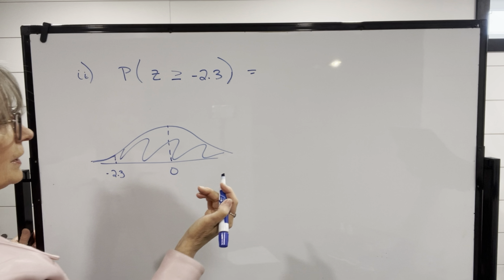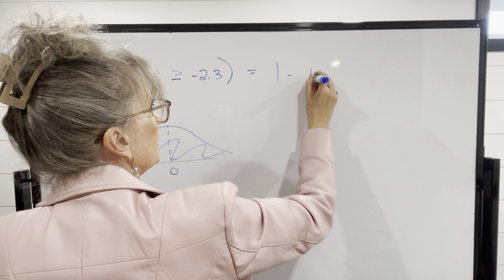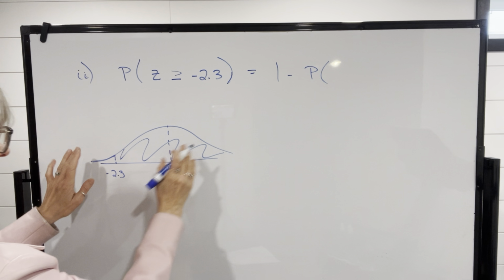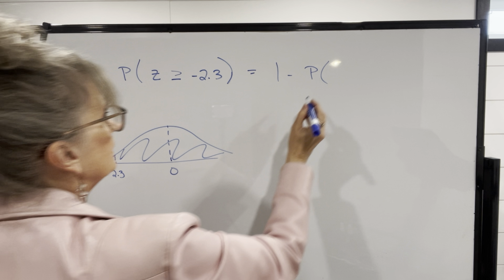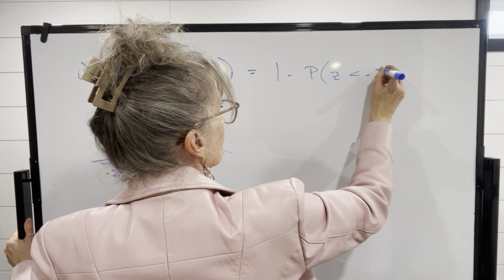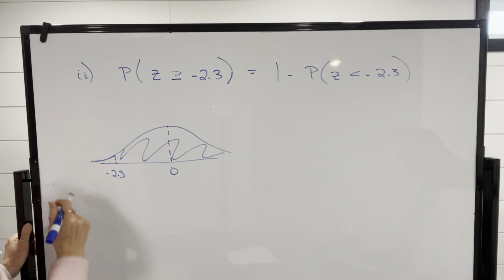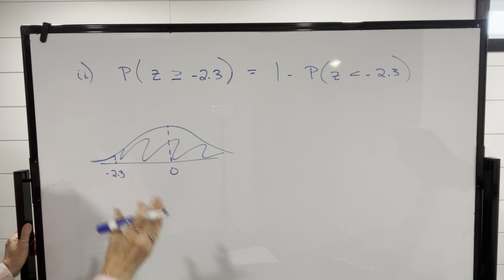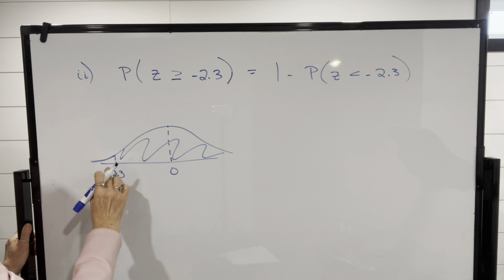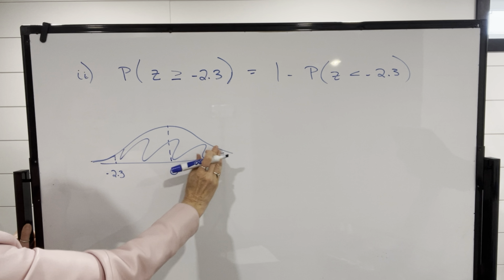So what you need to understand is that the area to the right will be 1 subtract the area to the left. This is the area to the left, less than negative 2.3. That's what the table will give us. We know the total area is 1, so 1 minus this will give us the area that we want.